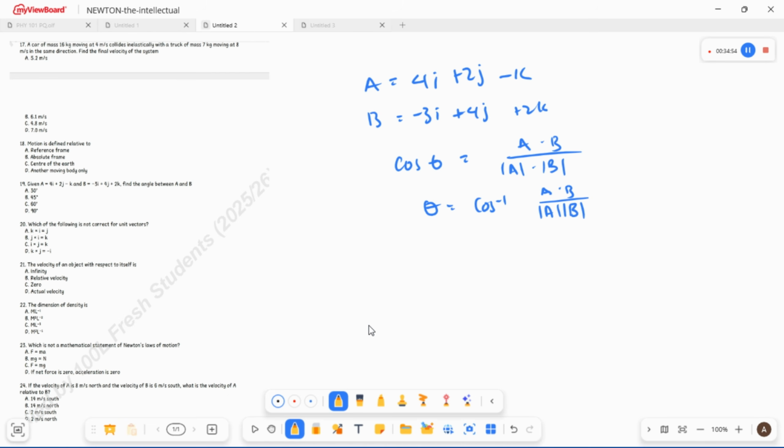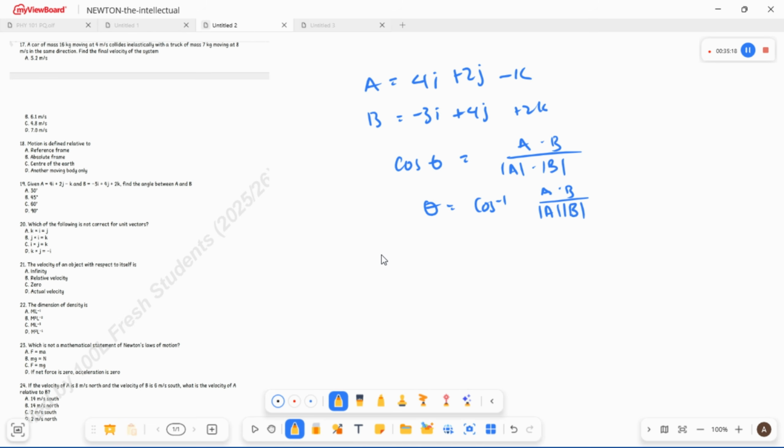This is the formula. But if it is just one vector, let's say you are given A equal to 2i plus 3j, the angle here is going to be tan theta is equal to B over A, where this is B and this is A. So this is the difference, and this is when you use these two formulas. Right, so now let's solve.